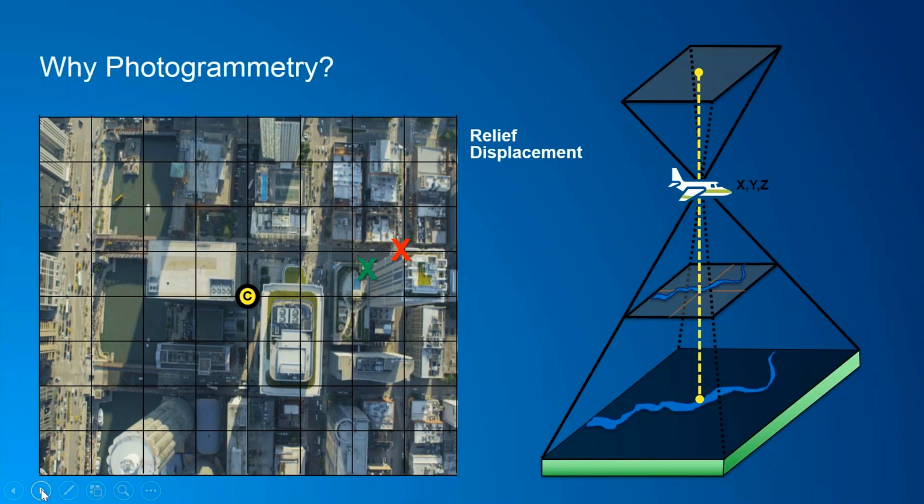Now, it's very dramatic and very apparent when you look at a high-rise building. But the real truth is hilltops do the exact same thing. Mountains, hilltops, and then depressions do the opposite way. The further they get away from the center point of that imagery, the more and more relief displacement occurs. And so that's really the first goal of photogrammetry, correcting for that relief displacement that comes out of the center part of the image.